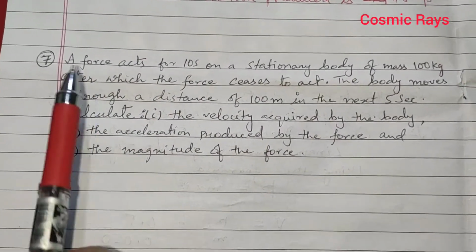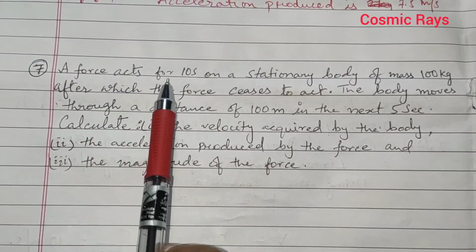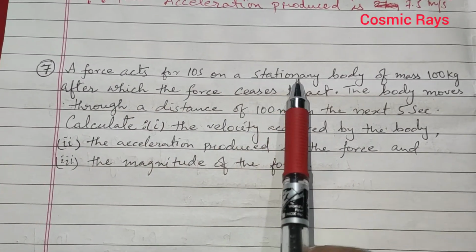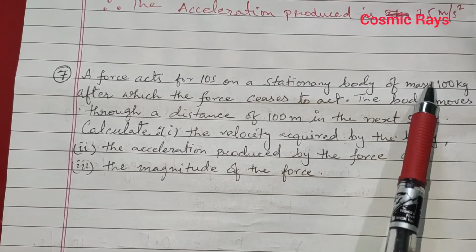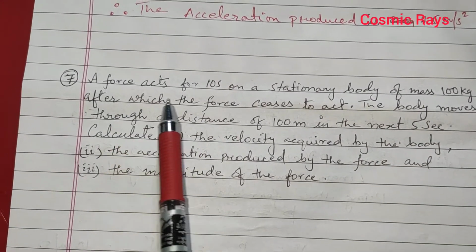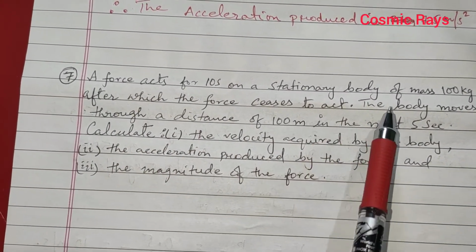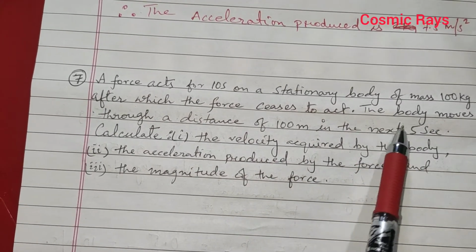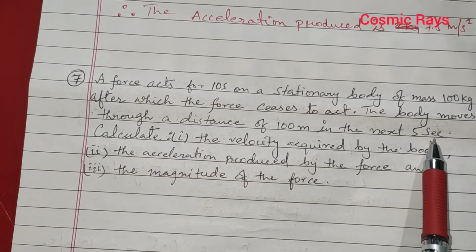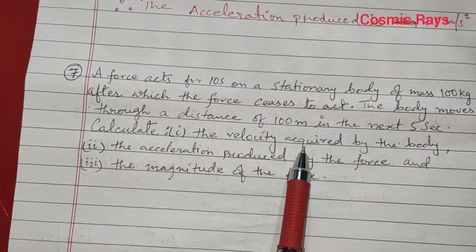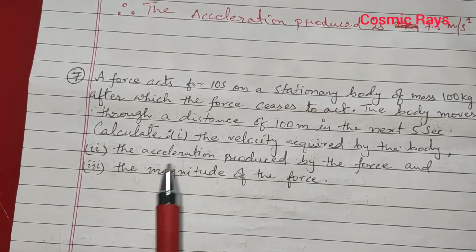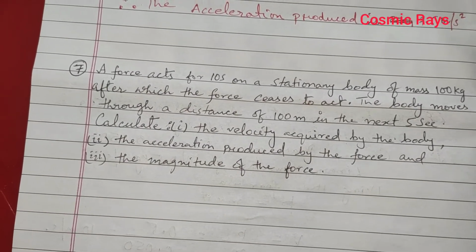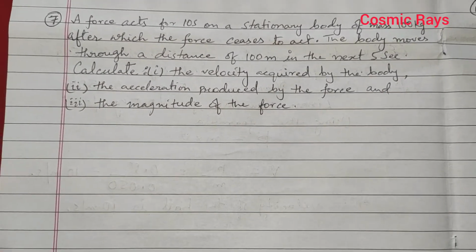So we go to question number 7, which states a force acts for 10 seconds on a stationary body of mass 100 kg, after which the force ceases to act. The body moves through a distance of 100 meter in the next 5 seconds. So this time is important. Calculate first of all the velocity, then the acceleration, and finally the magnitude of the force. So we will write the given things first.